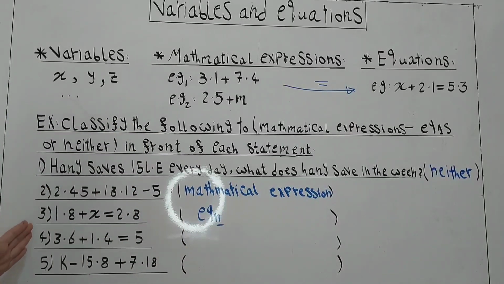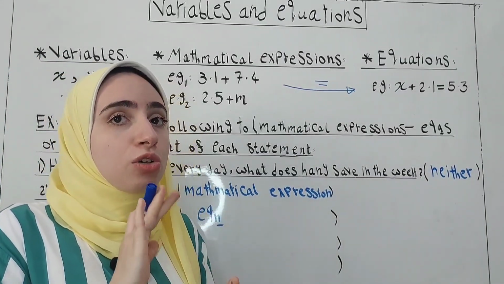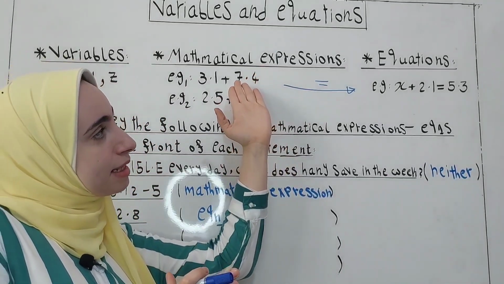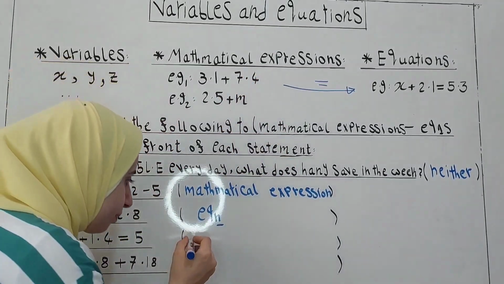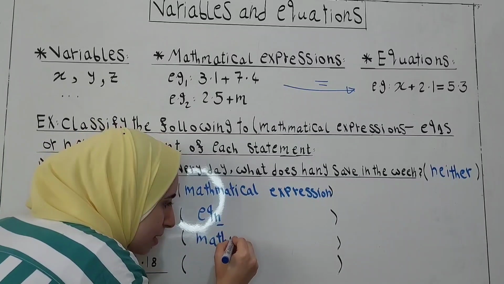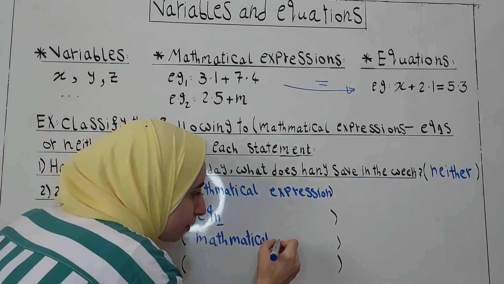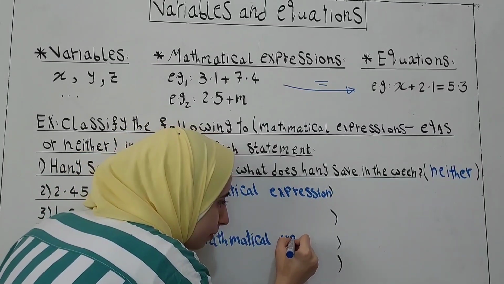Number 4. 3.6 plus 1.4 equals 5. We have numbers and operations and the equal sign. We don't have variable, so it will be a mathematical expression.